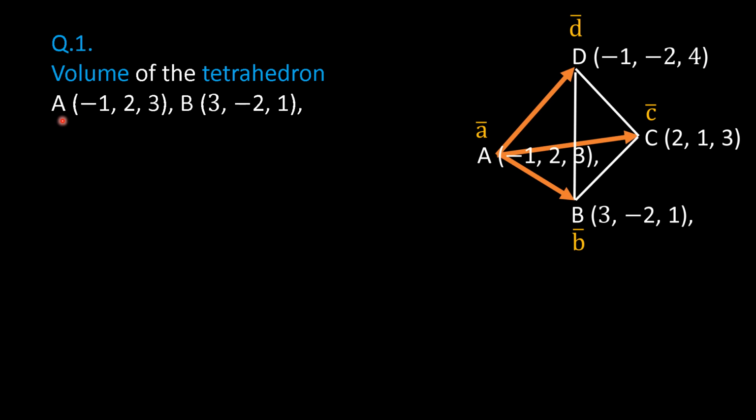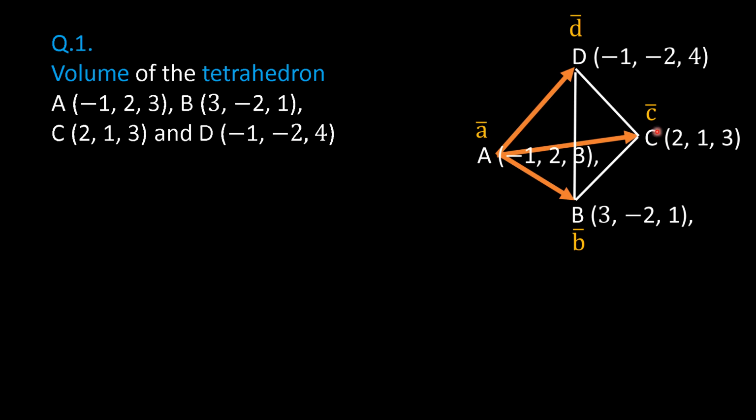In the first question, we have to find the volume of the tetrahedron, which is shown over here, whose vertices are A (-1, 2, 3), B (3, -2, 1), C (2, 1, 3), and D (-1, -2, 4).